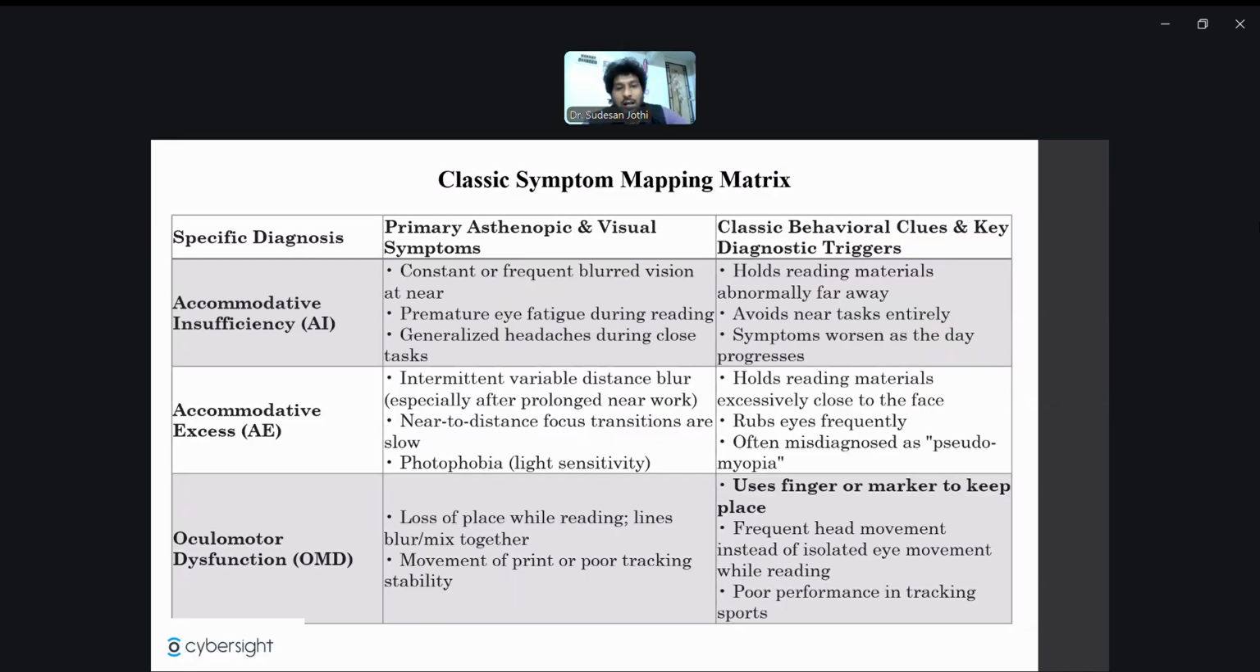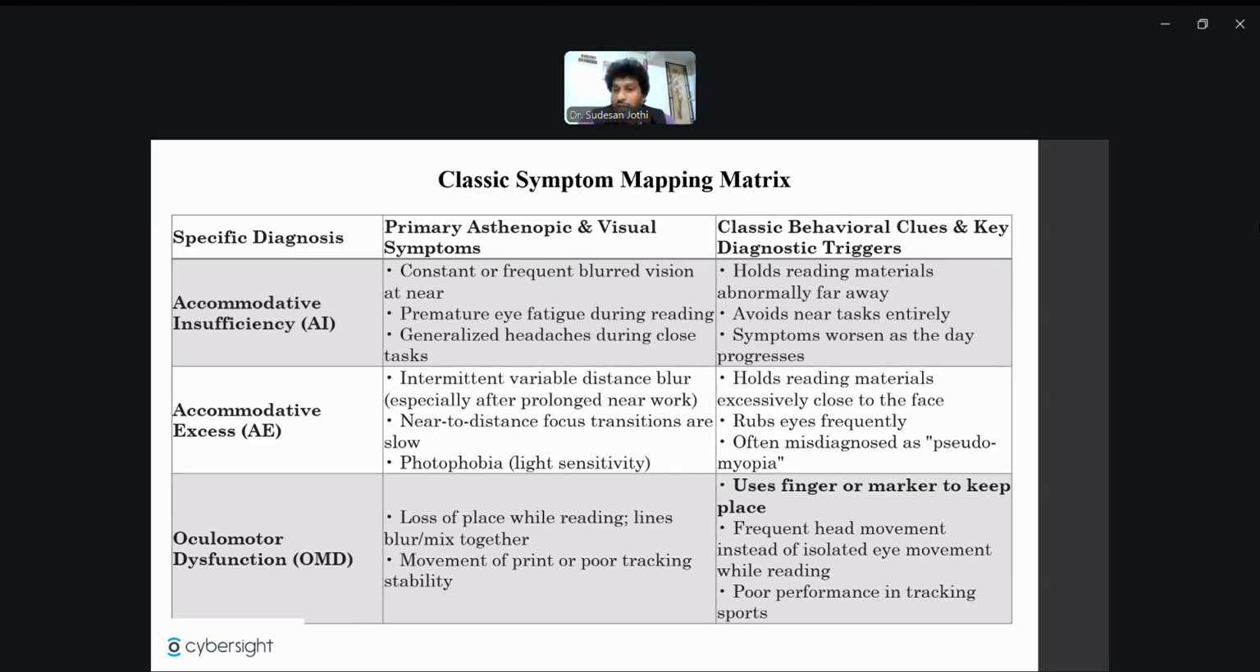This is an overall symptom mapping of accommodation. For example, a patient's symptoms often provide certain diagnostic clues. Patients with accommodative insufficiency tend to hold reading material farther away. In accommodative insufficiency, you can see premature eye fatigue, a generalized headache, and classical behavior cues in the tabular column. The patient with accommodative insufficiency holds reading material abnormally far away.